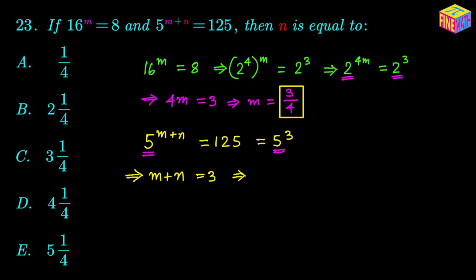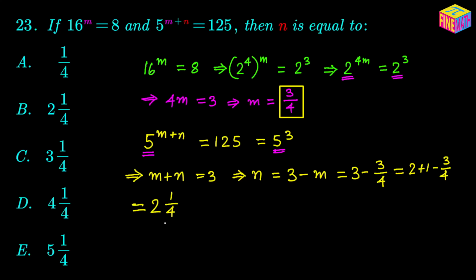And from here, what would be the value of n? Meaning we have to find out the value of n. So n would be equal to 3 minus m. Now let's use the value of m here. That would be 3 minus 3/4, because we have already found the value of m. To do this type of subtraction using fractions, the easiest way would be to write 3 as 2 plus 1, and then minus 3/4. So 1 minus 3/4 would be 1/4, plus 2, so that would be 2 plus 1/4.